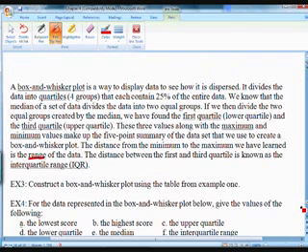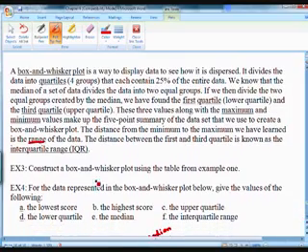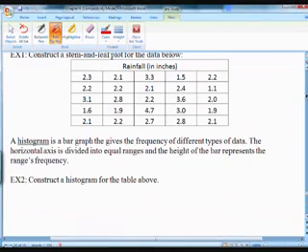Let's work some problems. It says construct a box and whisker plot using the table from example 1. So we're using those same numbers again. Here's the table. First thing we've got to do, again, put them in order. And actually, instead of putting them in order, let's find the median. How many numbers are there? We've got 1, 2, 3, 4, 5, 1, 2, 3, 4, 5. There's 25 numbers. Will we have a true middle? Yes.